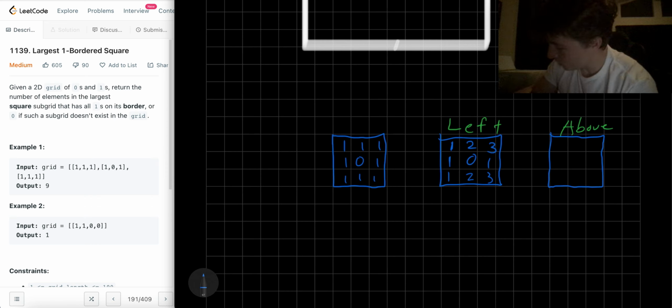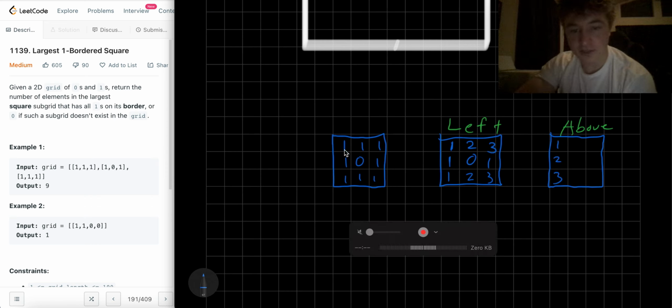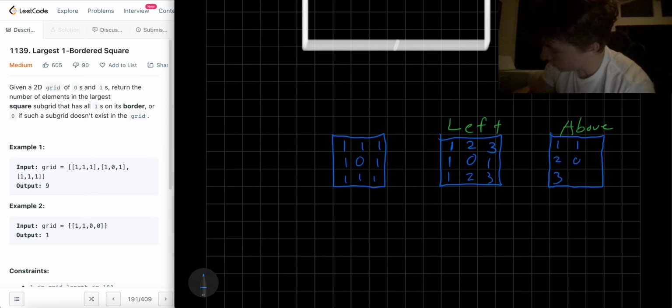So this is 1, 2, 3. Why is it 1, 2, 3, right? Because there's a length 1 line going up here, length 2 line going up here, length 3 line going up here. 1, 2, 3. 1, 0, 1, 1, 2, 3.